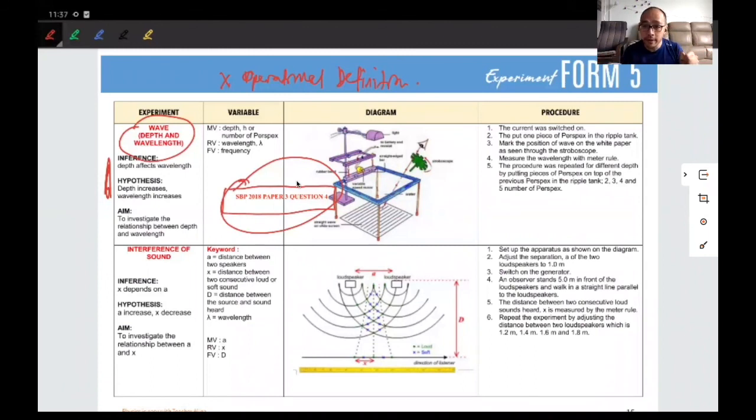The interference of sound experiment is a bit different. I know that over here saya tulis X A X makan, but guys please it has to be full sentence. You cannot write X depends on A. So you have to write the distance between two consecutive loud or soft sound depends on the distance between two speakers. Must be in full sentence.